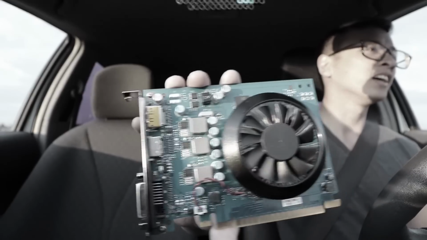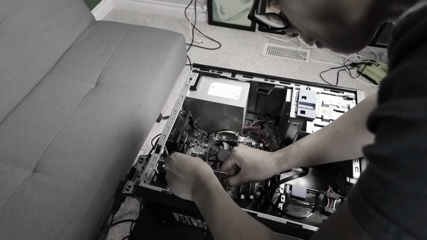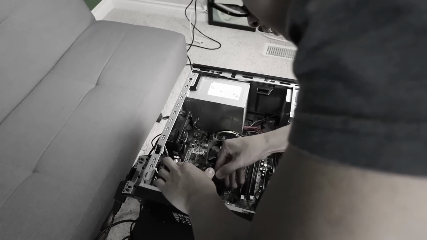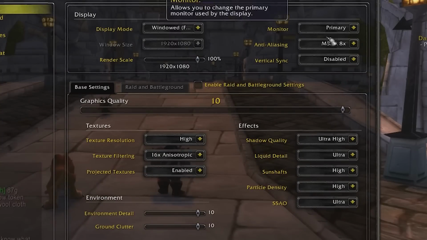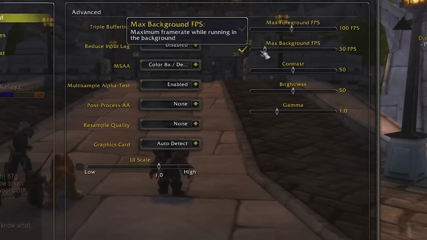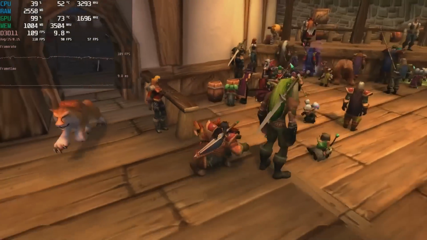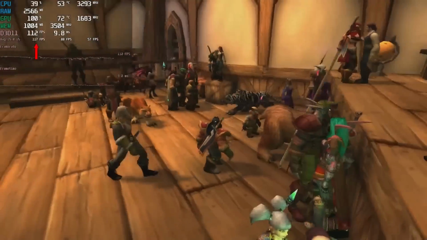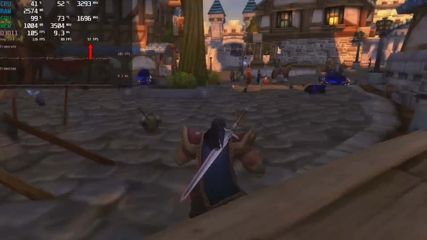I was recently able to pick up a GTX 1050 for $50 in my local market through OfferUp, and I slapped it in the machine, and now let's check out the performance after this upgrade. I cranked all the settings up to max at 1080p, and it was a night and day difference. The gameplay was super smooth. I was running around the very busy Stormwind City and I was getting over 100 FPS average, and the 0.1% lows were right near that 60 FPS mark.